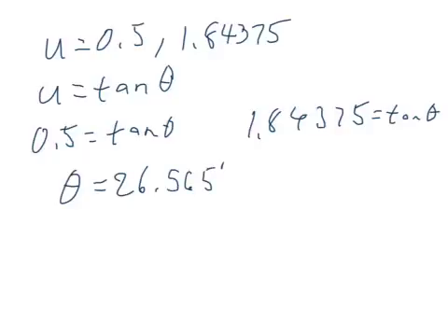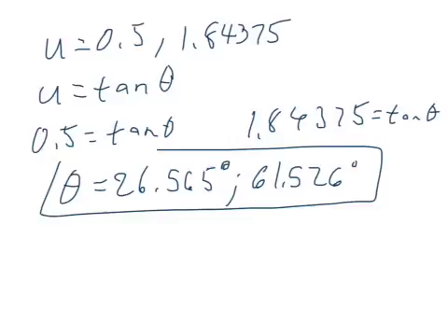26.565 degrees and 61.526 degrees. So two answers. Yeah, there's two answers because when you fire a trajectory, there's an optimal angle. If you go just above it or just below it, you're going to go the same place. So it's not too shocking to see that there's going to be two solutions if I'm doing this right. But I did plug those in and tested them, and they worked. So hopefully that helps. See you later.